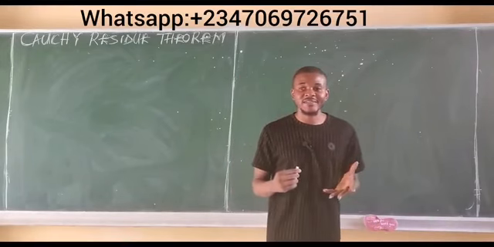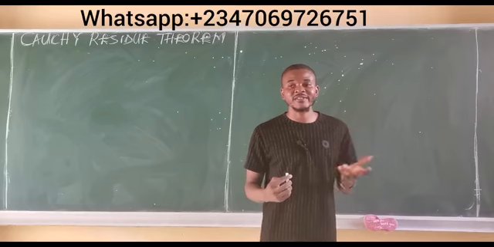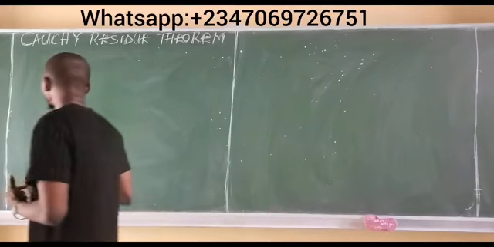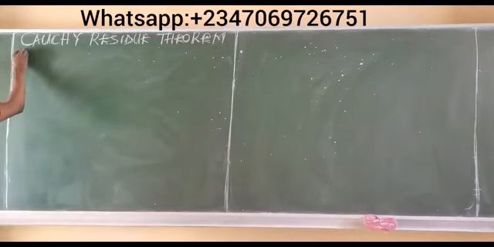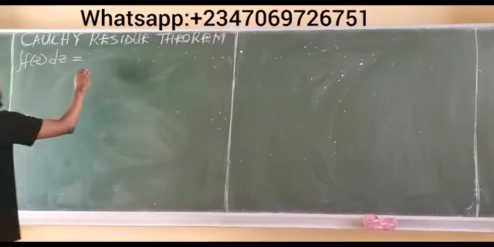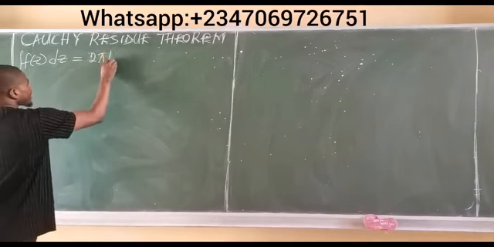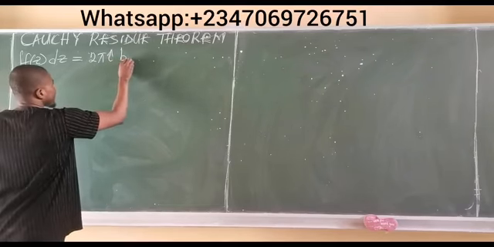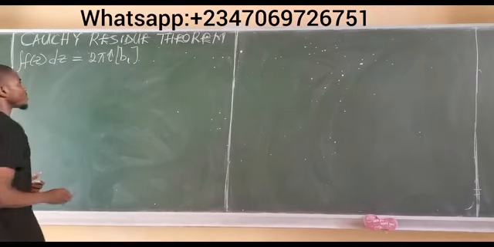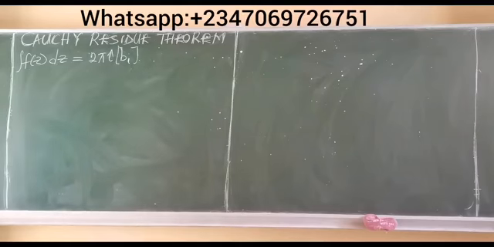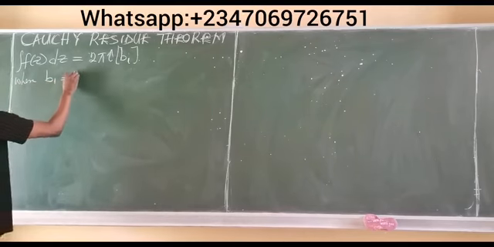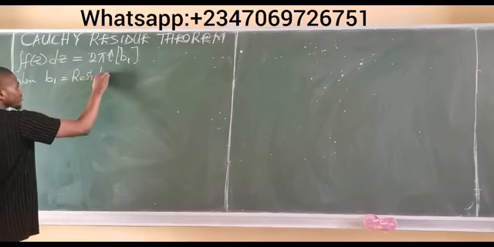Okay, so in today's class, we are going to begin Cauchy's residue theorem. Now, what is Cauchy's residue theorem? The theorem can be stated by the formula: the integral of a function f(z) dz is simply equal to 2πi multiplied by b1, where this b1 is called the residue.